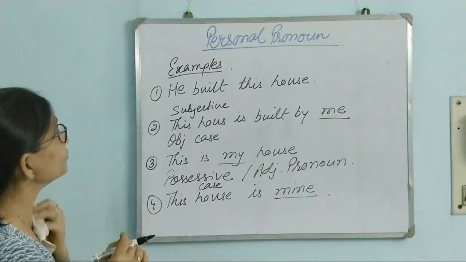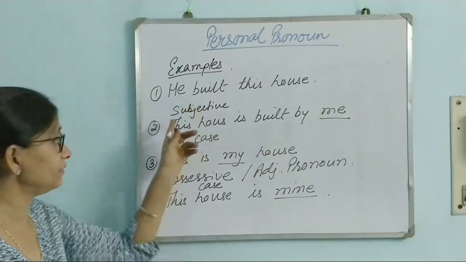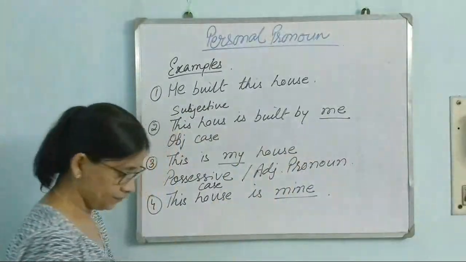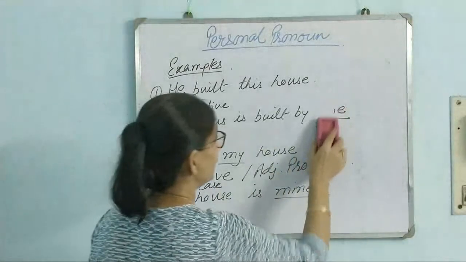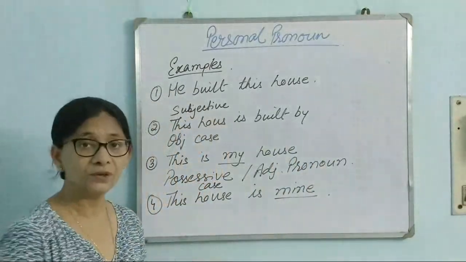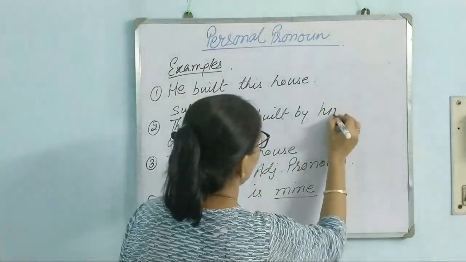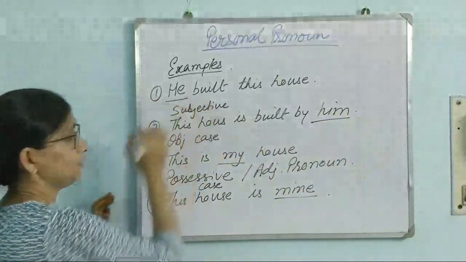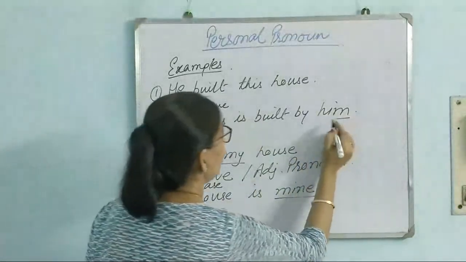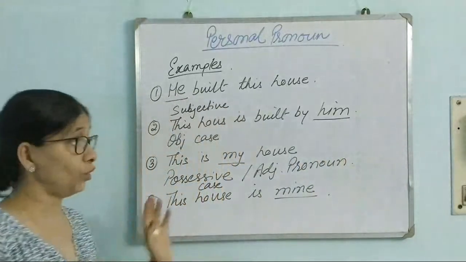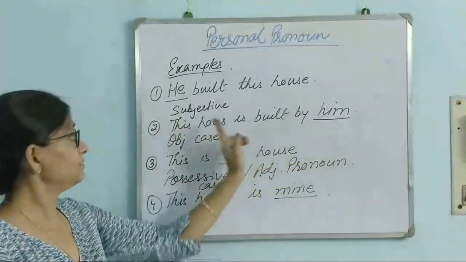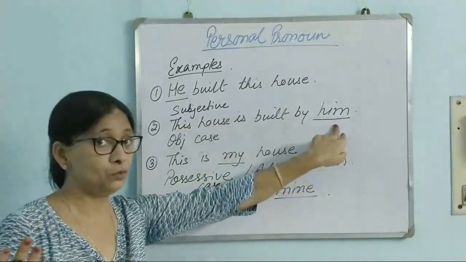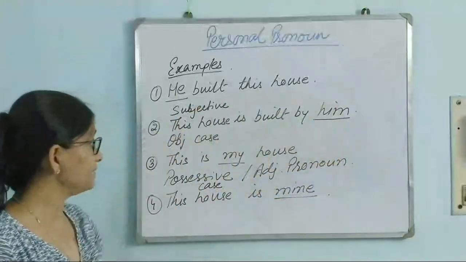So he is subjective because this is subject of the sentence. If we change it into object, then what will it be? This house is built by, yes students, him. This house is built by him. So he is the subjective form and him is the objective form, because it is used as an object. This house is built by him. It is used as an object. So this is objective case.